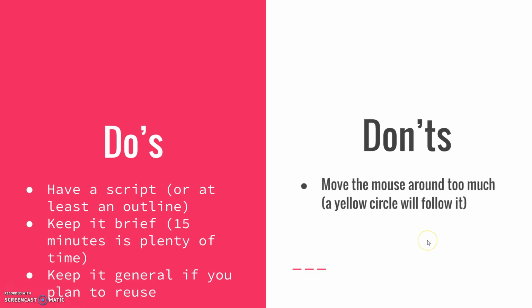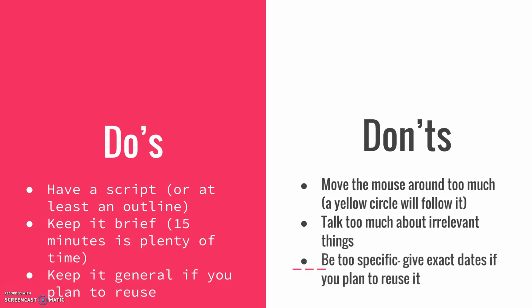So some of your don'ts: don't move your mouse around too much, or you'll have a yellow circle that will follow it. Now you can always use that if you want to emphasize something, but I just wouldn't move the mouse around way too much. Don't talk too much about irrelevant things. Sometimes it's easy to kind of bird walk. The power of a screencast is to really be able to focus on the information that you want to impart in a short amount of time. And then also don't be too specific. Don't give exact dates if you plan to reuse it, or exact specifications if you plan to reuse from year to year.